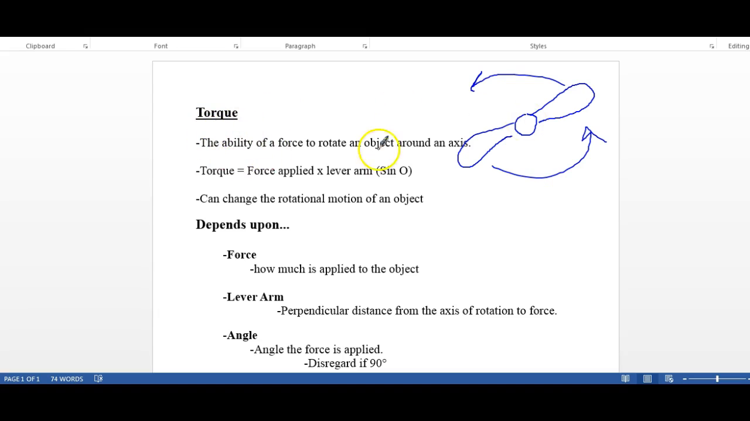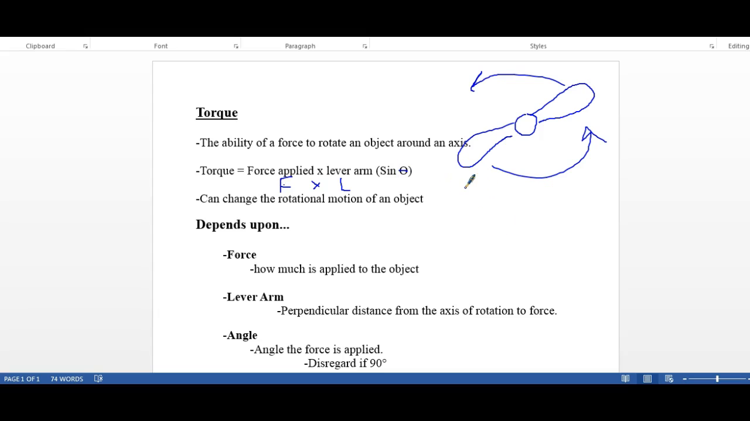You see here, torque is the ability of a force to rotate an object around an axis. So we see that with propellers, we see that with merry-go-rounds, anything that's going in a circular path around an axis, that ability to cause that to happen is called torque. Okay, and the equation for torque is torque equals force applied, F, times the length of the lever arm, and we'll talk about that in a minute. And if there's an angle into it, you add the sine of the angle.